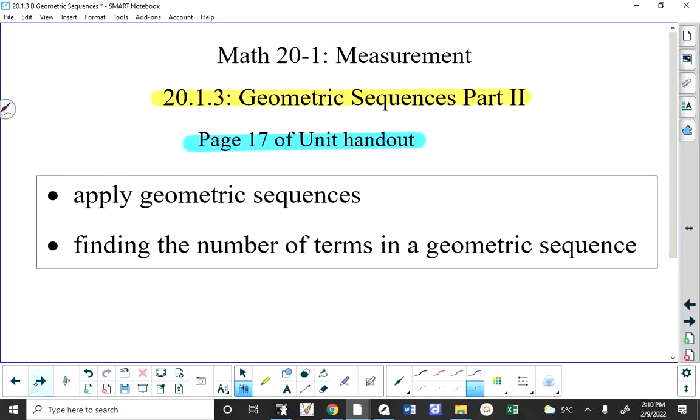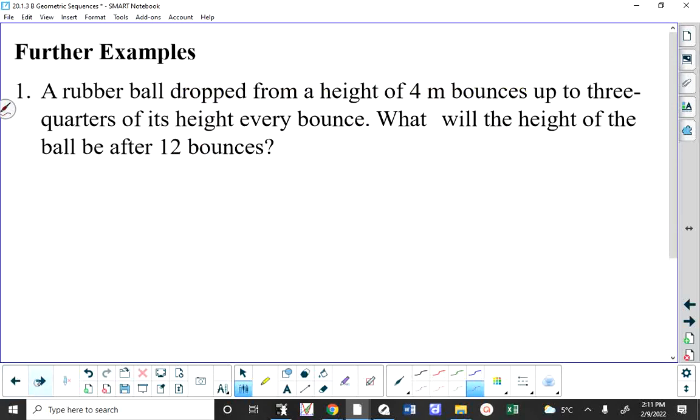Okay, so the lesson today, the mathematics isn't going to be that challenging. It's the problem solving and the thinking that might prove challenging for some of you. What we're looking at today is applying geometric sequences. And we're also going to be looking at finding the number of terms in a geometric sequence, but we'll get to that later. There are many things in the real world that follow a geometric sequence or a geometric pattern. Okay. So let's take a look at the first example.